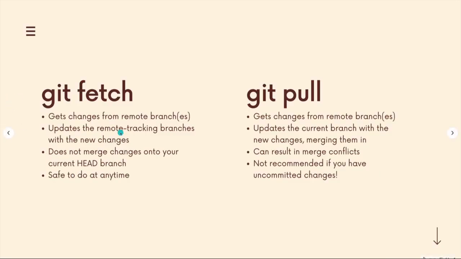Fetch gets changes from a remote branch or branches, updates the remote tracking branches with the changes, does not merge anything into your current head branch, and it's safe to do it anytime. It's not going to screw up any work that you're doing. Git pull, on the other hand, also gets changes from remote branches, but it updates the current branch with the new changes, merging them in. And it can result in merge conflicts. It is not safe to do it anytime, meaning that you can have conflicts. You can have changes integrated into your working directory, conflicting with work that you had been working on. So not recommended to do if you have uncommitted work. All right, so that's fetch and pull.